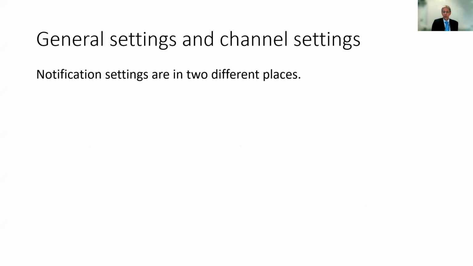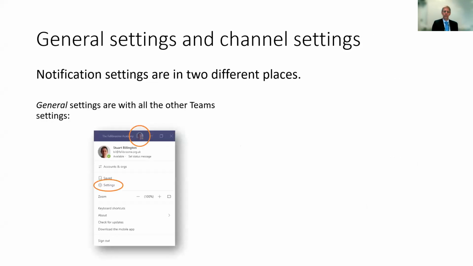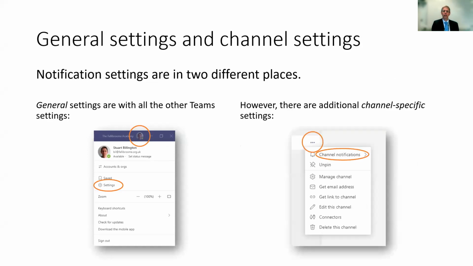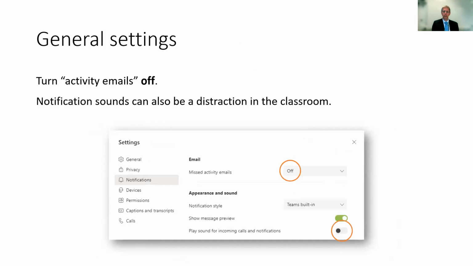So first of all, there's two different places that you need to set your customizations in. The first is that you've got some general settings, which are in with all your other team settings as well. And they're kind of top level default general settings. And then you've got some channel by channel settings, which are much more detailed. So let's deal with the general ones first.